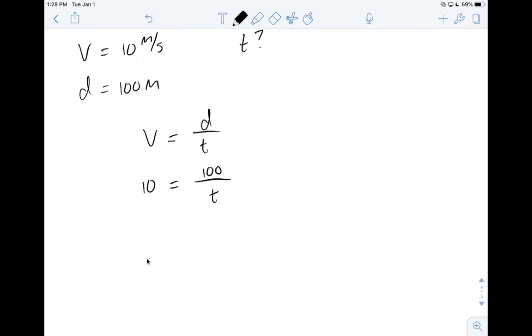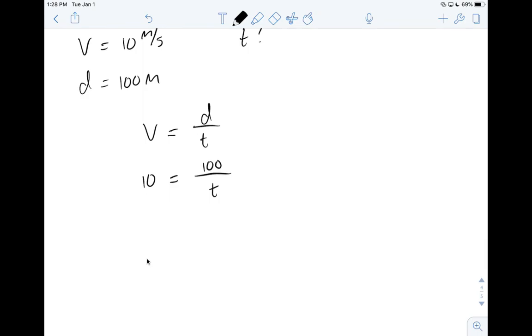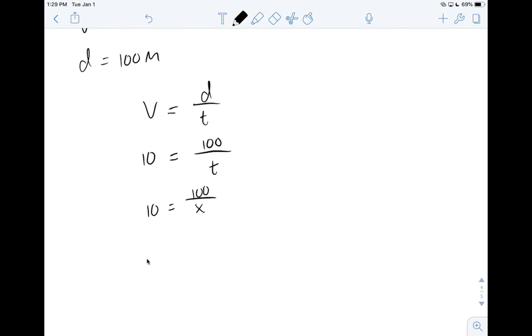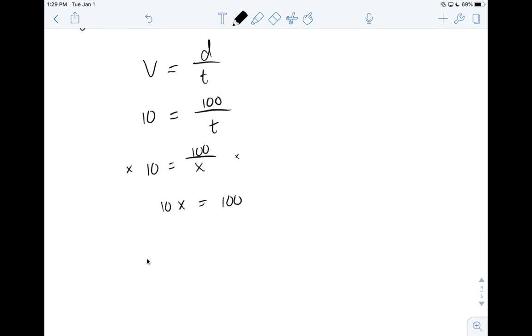Okay, or if it makes more sense to you, replace the unknown variable with just x, like you're used to in your math class. So 10 equals 100 over x, and then get x all by itself. So to do that, I would multiply both sides by x, so that you have 10x equals 100, and then you can divide both sides by 10. So x equals 100 over 10. So x is equal to 10.